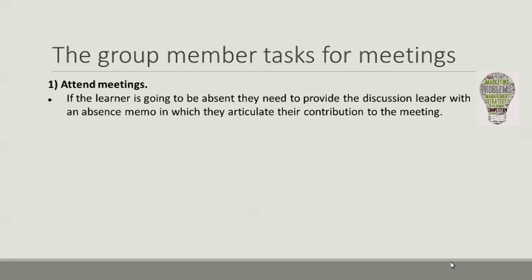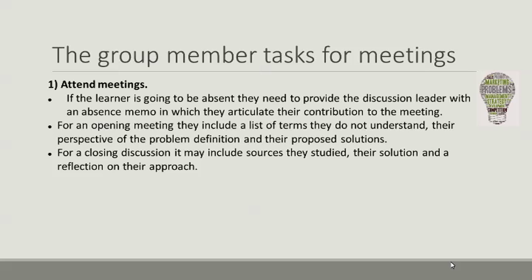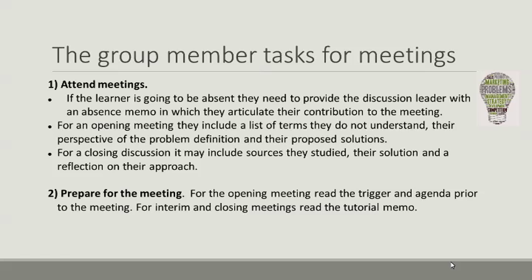If the learner is going to be absent, they need to provide the discussion leader with an absence memo in which they articulate their contribution to the meeting. For an opening meeting, they include a list of terms they do not understand, their perspective of the problem definition, and their proposed solutions. For a closing discussion, it may include sources they studied, their solution, and a reflection on their approach. They should prepare for the meeting.